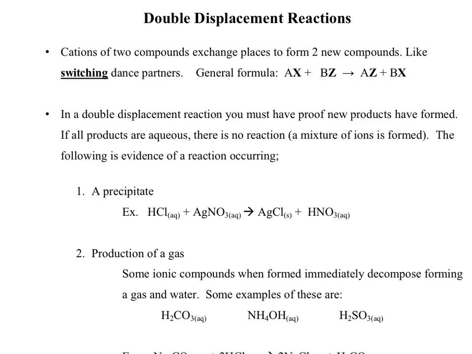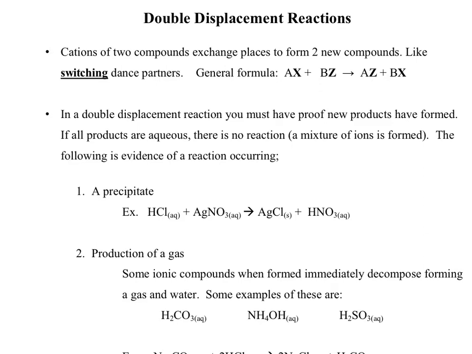A precipitate is a solid compound made after mixing two aqueous solutions. Mixing hydrochloric acid and silver nitrate is an example. The hydrogen goes with the nitrate and makes nitric acid. The silver goes with the chlorine, and because silver chloride is an insoluble compound, a solid will be made during the course of this reaction. This solid is visible to the naked eye, proving that the elements have changed partners.